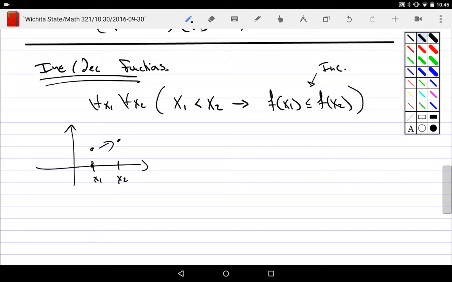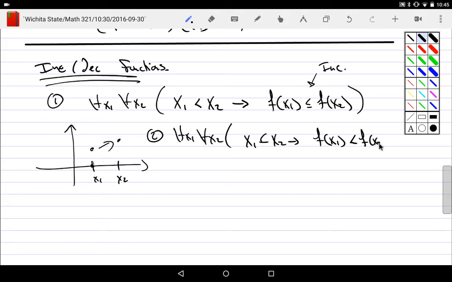Increasing function. On the other hand, if it was for all x1, for all x2, as you're moving to the right, you guarantee that your function goes up, we do not call it increasing, we call it strictly increasing. It always goes up. It doesn't allow you to pause. What's increasing? Pause or go up, pause or go up. What's strictly increasing? Always go up.